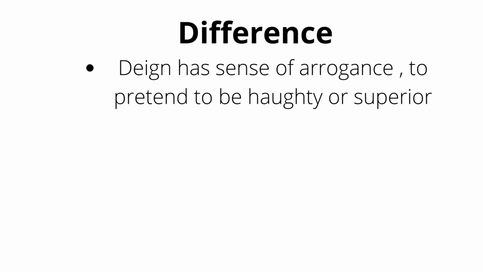For example, when we say deign, we say he doesn't deign to look at me, he doesn't deign to shake hands with me. But when we talk about condescend, we say that the teacher did not condescend to explain things which students already know, or the teacher did not condescend to explain a little bit of things to PhD students, or condescend to drink tea with us. So condescend doesn't have a sense of arrogance or haughtiness. This is the little bit of difference.